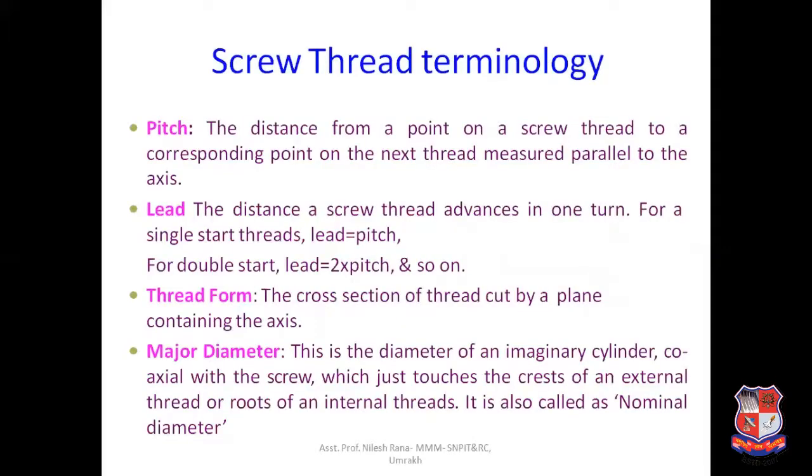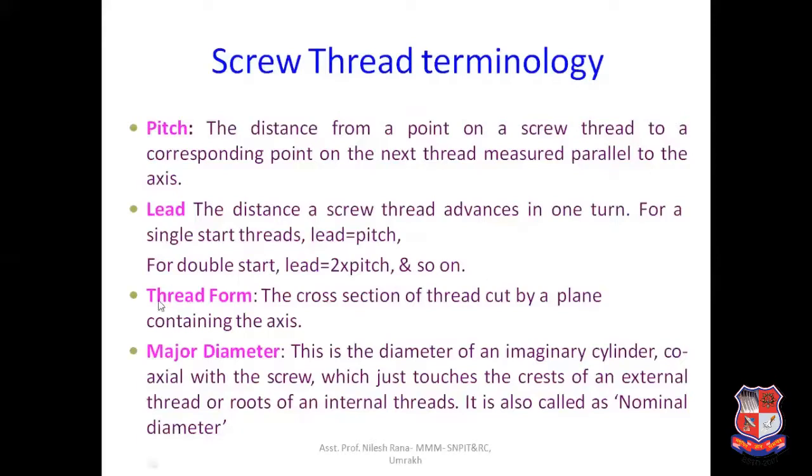Now first, pitch. We all know about that. The distance from a point on a screw thread to a corresponding point on the next thread measured parallel to the axis, that is called the pitch. Lead: the distance a screw thread advances in one turn. For a single start thread, lead is equal to pitch, that we have discussed earlier. And for double start thread, lead is equal to 2 times pitch. And so on. For triple start, lead is equal to 3 into pitch.